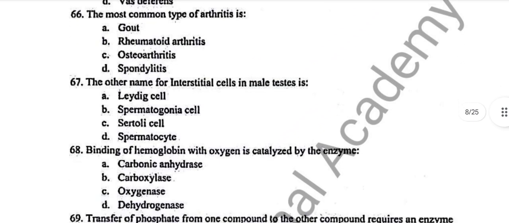Question number 67. The other name of interstitial cells in male testes is A. Leydig cells, B. Spermatogonia cells, C. Sertoli cells, D.